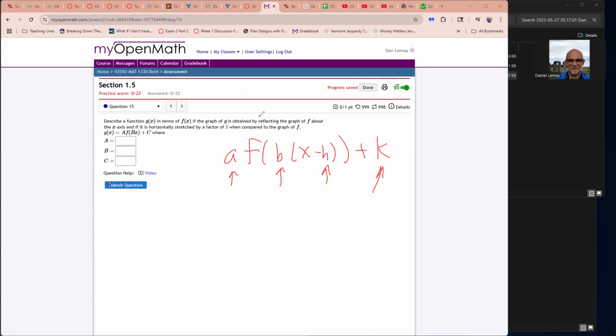So for this question here, this is my version of it. They said the graph of g is obtained by reflecting the graph of f about the x-axis. So that tells me I'm going to do negative f of x. And then we want it horizontally stretched by a factor of 3. So the way you get that inside done is, they want it stretched by a factor of 3, so I'm going to put 1 over whatever they're telling me. And it's not shifted up or down at all, is it? So it's going to be plus 0.